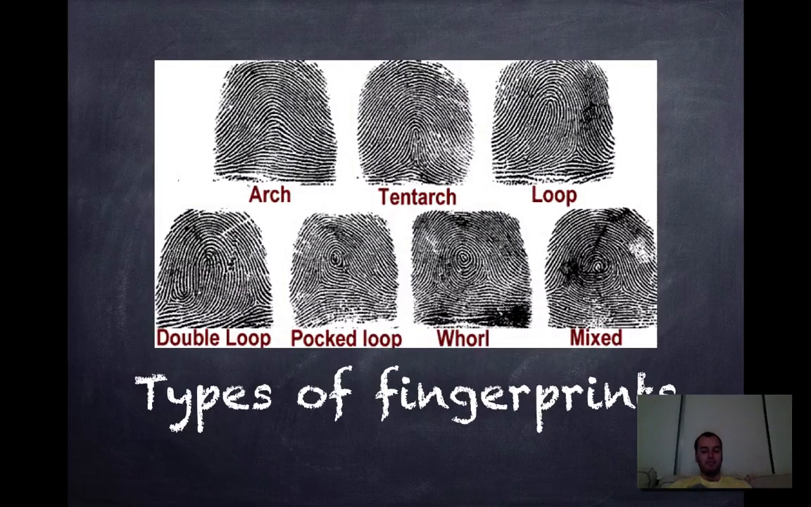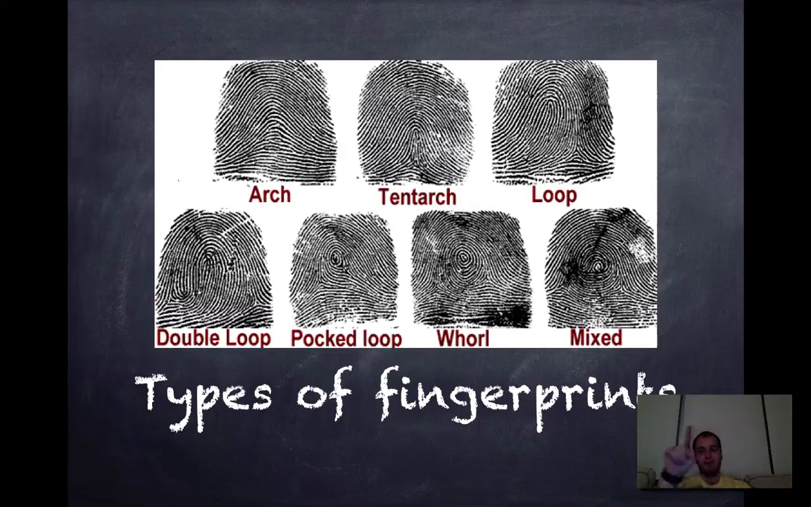So this is just an image I got from searching Google Images. There's many of these. The first six are usually the most common. So an arch, tent arch, loop, double loop, pock loop, roll. So an arch just kind of goes up and then down. A tent arch does the same thing, but it has a line in the center, so it's kind of like a tent, like it's pitched on a tent.